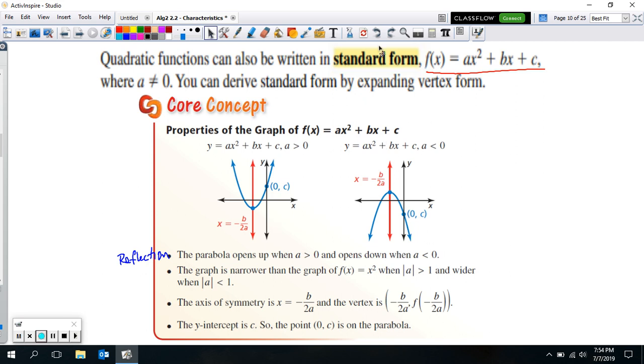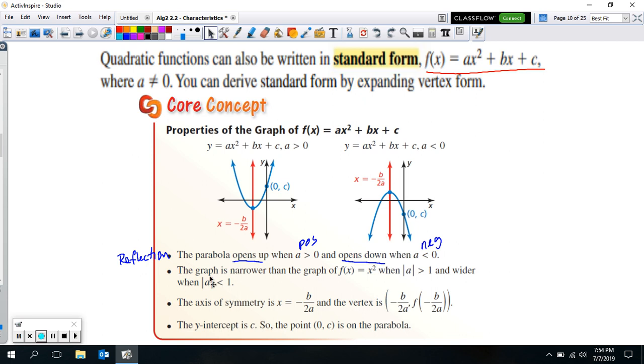So when it does open up, that's when the a is greater than 0, which would be when the a number is positive. And when it opens down, that's when the a number is less than 0, so that means the a number would be negative. So we know that when there's a negative up in front here, and that a is negative, that's going to cause a reflection. It's going to open down. But it will open up when it's positive.